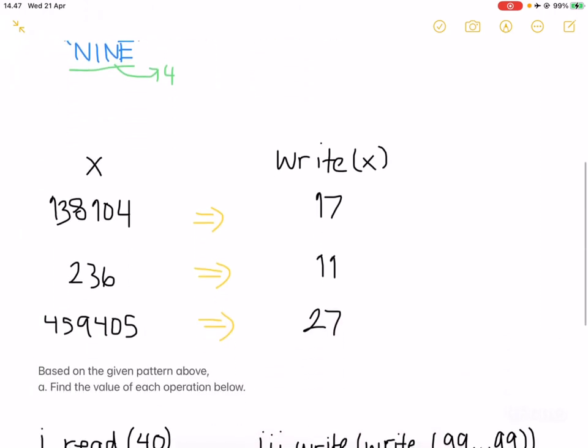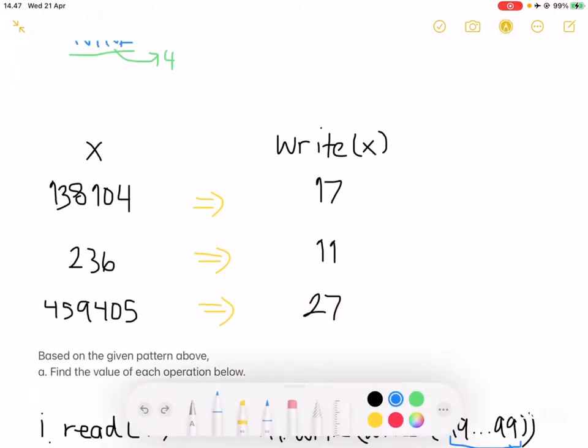And let's jump into the write operation, which is fortunately 100 times easier. Notice here, if you take the sum of the digits of the input x, in this case 1 plus 3 plus 8 plus 1 plus 0 plus 4, which will be 17, this is exactly our output. Another example is 236. The sum of digits is 11, which is exactly that. And 459,405 has the sum of its digits equal to 27, and that is exactly that.